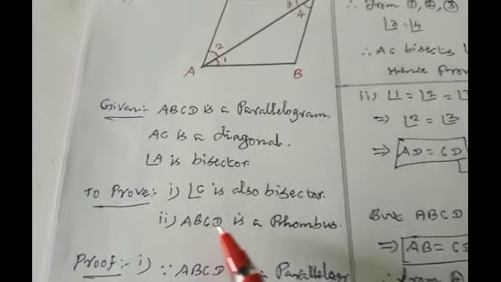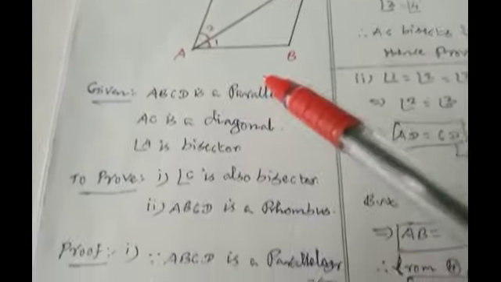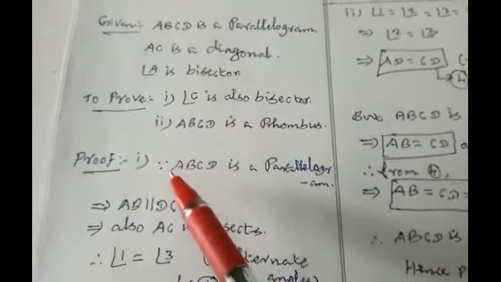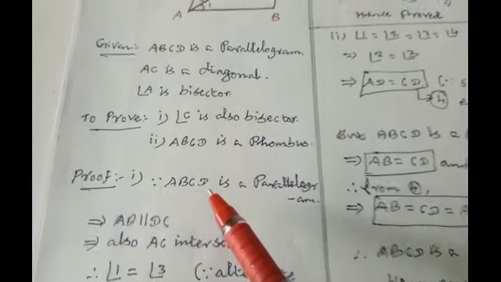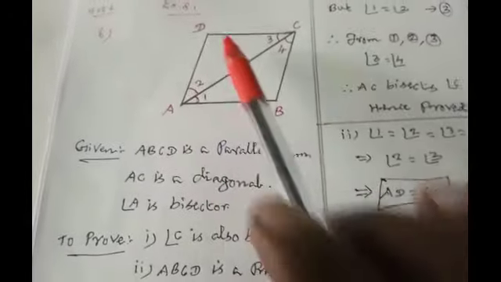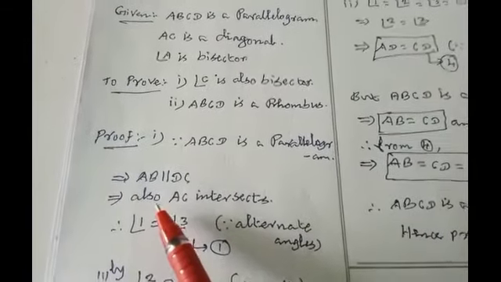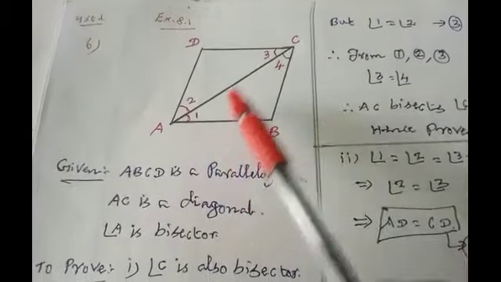Similarly, we have to prove ABCD is a rhombus. ABCD is a rhombus and proof. Okay. Now for proof for subdivision 1, angle C also is a bisector. Since ABCD is a parallelogram, so by the property of a parallelogram we can say AB is parallel to CD. Okay. Which means AC also intersects angle 1 and angle 3. So angle 1 and angle 3.